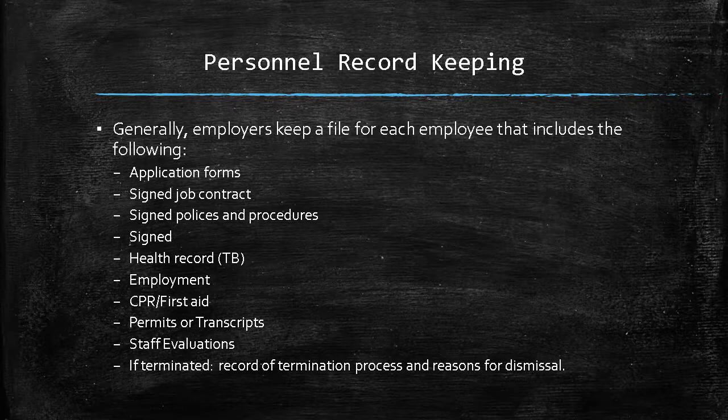So generally, employers keep a file for each employee, and that includes the following. So their application forms, because this has relevant information about past jobs, their CV or their resume. You're also going to need a signed job contract, and that's why we're writing one this week.